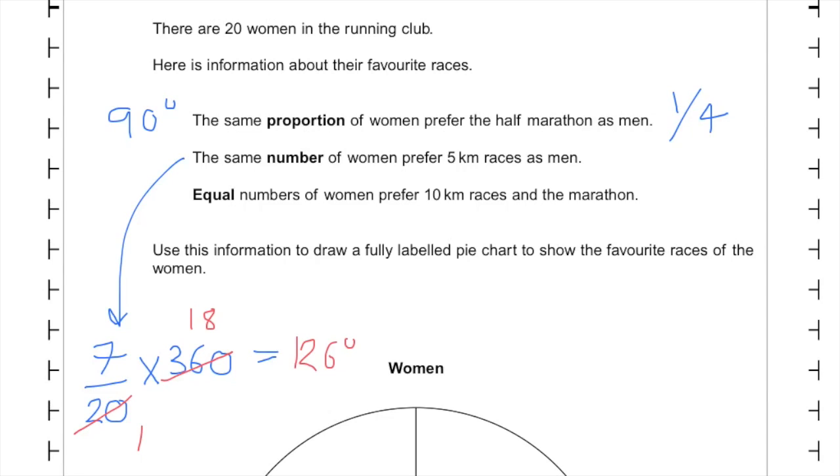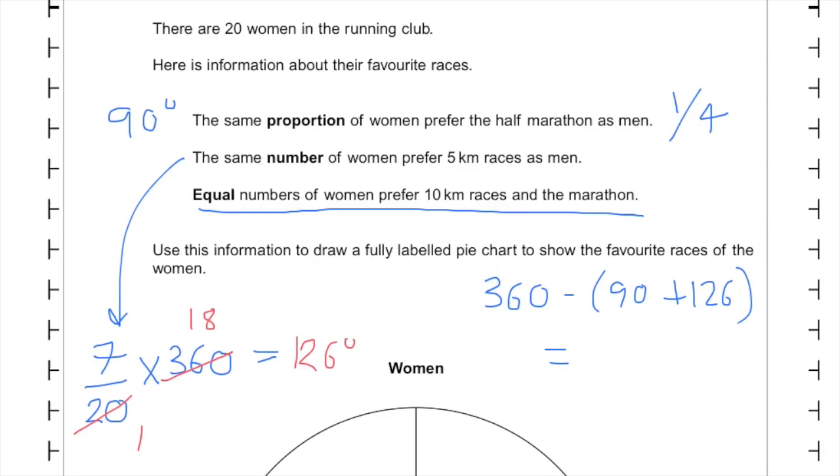Finally, equal numbers of women prefer 10k races and the marathon. So if we subtract 90 and 126 from 360, we get a total of 144 degrees, which represents the 10k race and the marathon, which means that both of these are 72 degrees each on our pie chart.